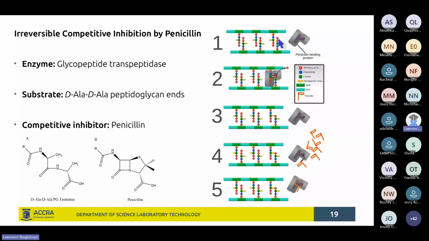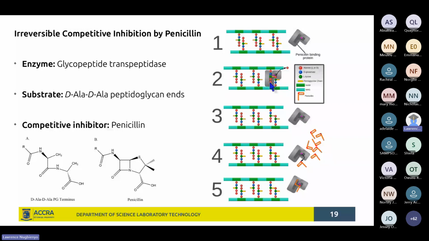Because at the end here, it's ending with two red spheres, which are alanine residues. That's why you see that the substrate is being referred to as D-alanine peptidoglycan ends, because the peptidoglycans end with the two alanine residues, and they fit into those sides, the long side, the short side, before you have the cross linkage that will be formed between the two. That's what you see in number 2.